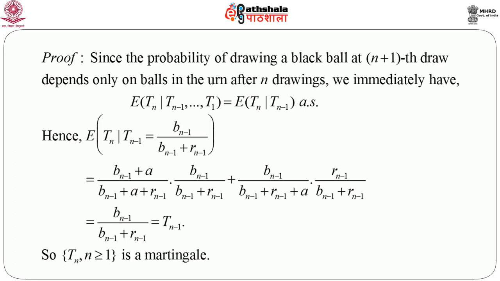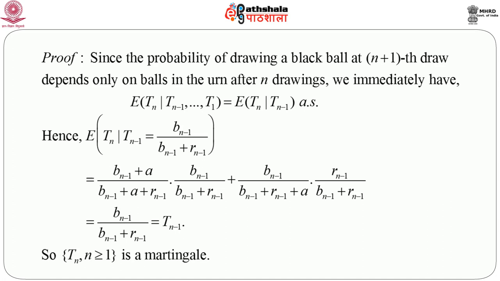Now let us calculate this expectation. So expectation of Tn given Tn minus 1 equals Bn minus 1 by Bn minus 1 plus Rn minus 1, because after the n minus 1 draw, the number of black balls is Bn minus 1 and the number of red balls in the urn is Rn minus 1.